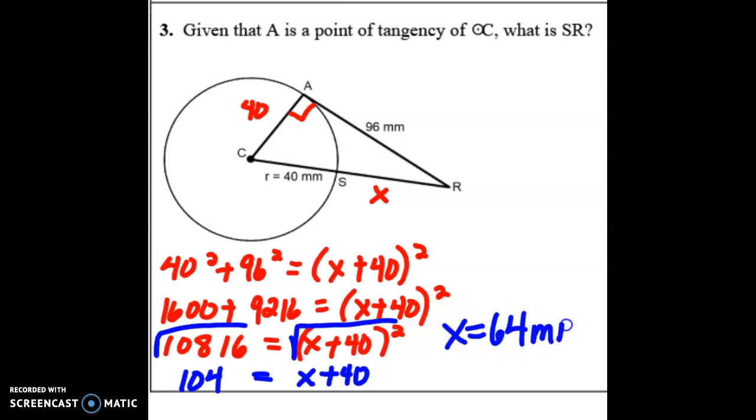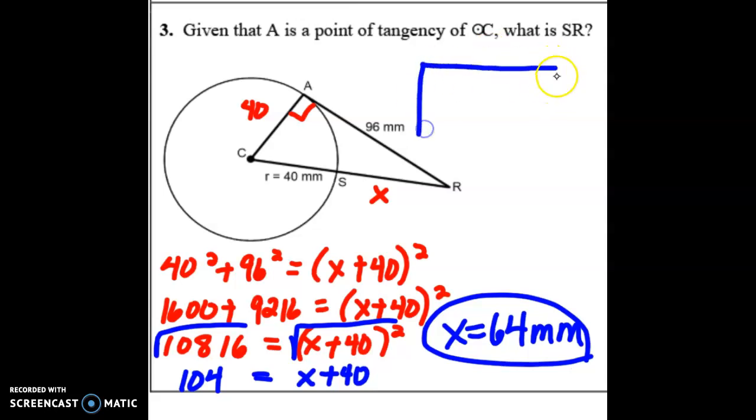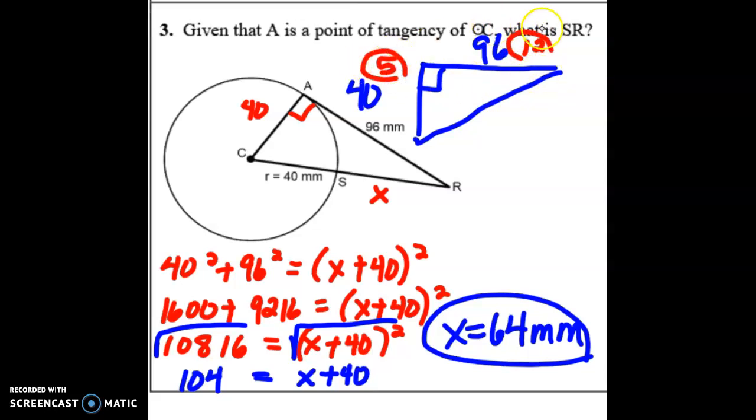This is millimeters. Okay, hey, and by the way, I don't know if you were thinking of this. And so if you were smart to think this way originally, more power to you. If you knew this was 96 and this was 40, they are both divisible by 8, which would make this 12, and that 5, and that's a 5, 12, 13 triple.